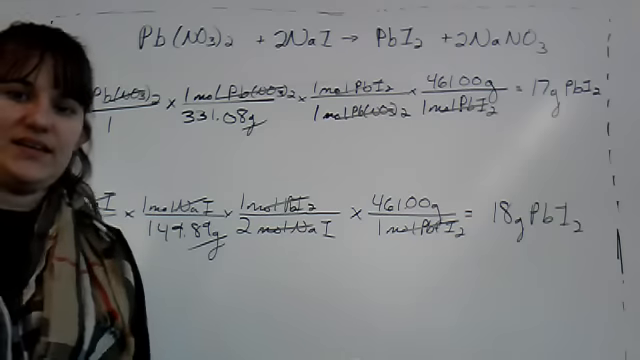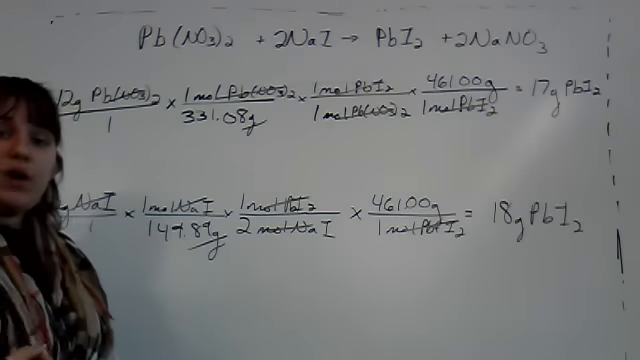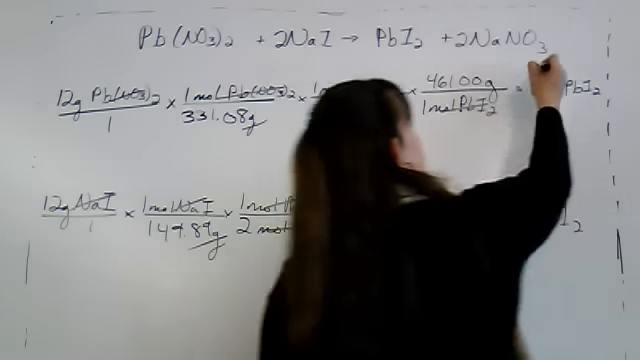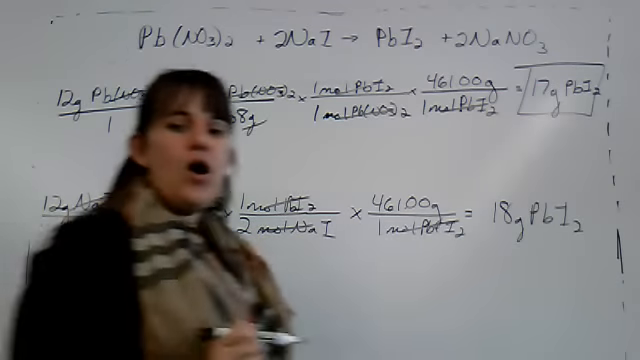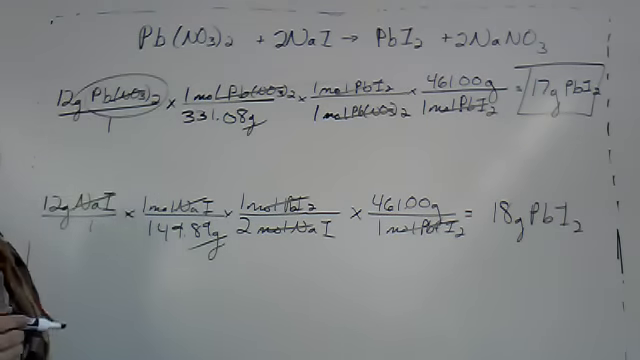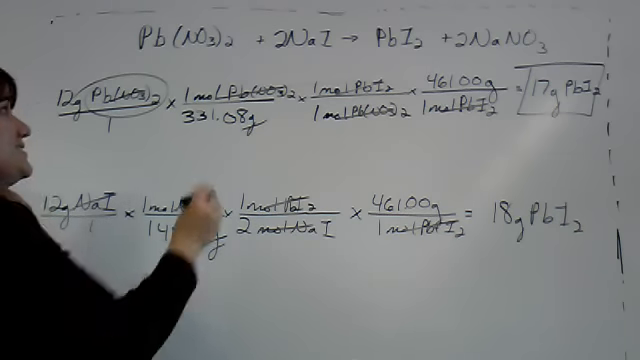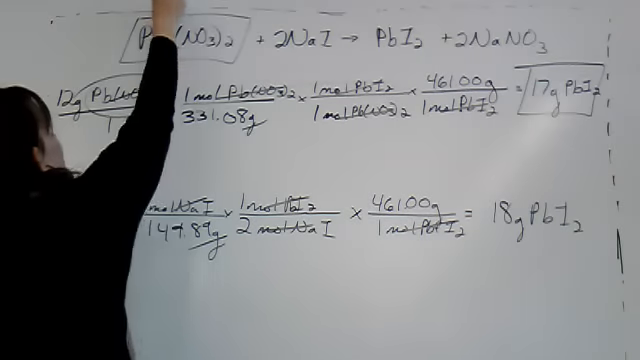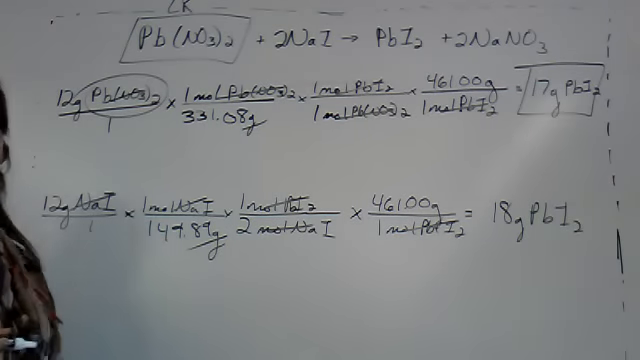Okay, so we have 2 different reactants and 2 different answers, and we want to know who is limiting us. The smaller number, so 17 grams, always comes from your limiting reactant. This limiting reactant was the lead-2 nitrate. So I'm going to write LR for limiting reactant.